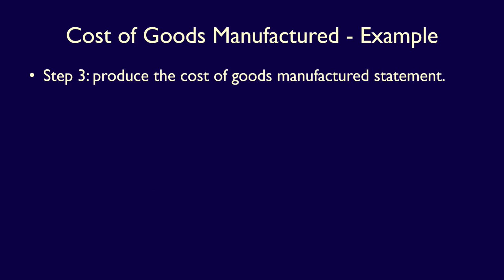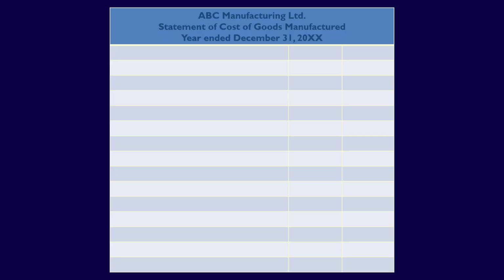We now move on to step 3. Use this information to create the statement of cost of goods manufactured for the period. Note that again, we'll regularly refer to the listing, so keep it handy. We'll start with the name of the company, ABC Manufacturing Limited, then the name of the statement, Statement of Cost of Goods Manufactured, and finally the date, year ended December 31st, 2000XX, which is what we're going to use for this example.